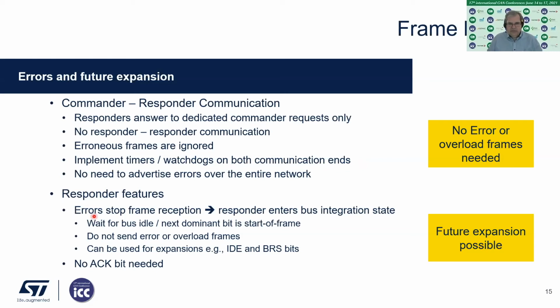On the responder side, an error stops the frame reception. So the responder enters a sort of bus integration state and simply waits for the next frame on the bus. Whenever it detects an error, it says, okay, I discard what I receive. Then I wait for a certain time as a bus idle time. And then the next dominant bit that I receive is a start of frame bit. So then I will get the next frame, and I will start decoding and receiving this frame again. They do not send any error or overload frames, because they are not needed.